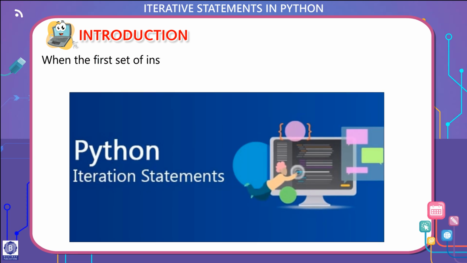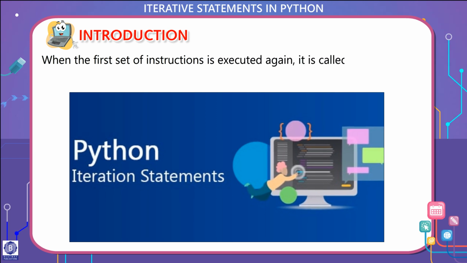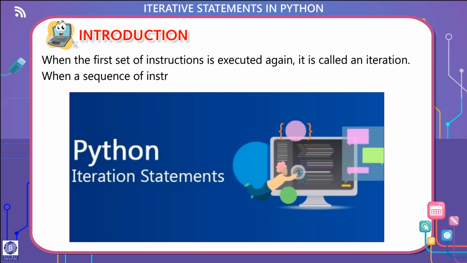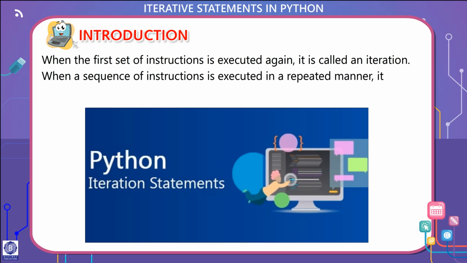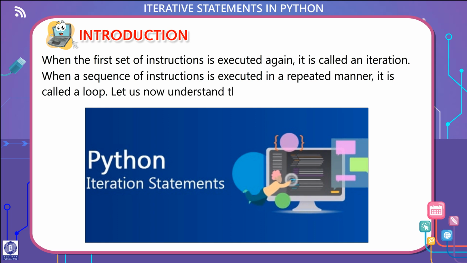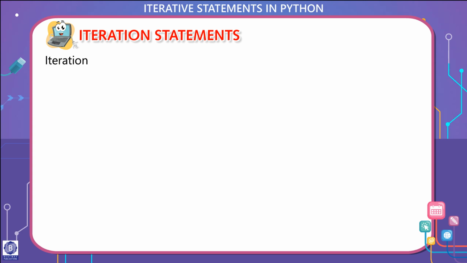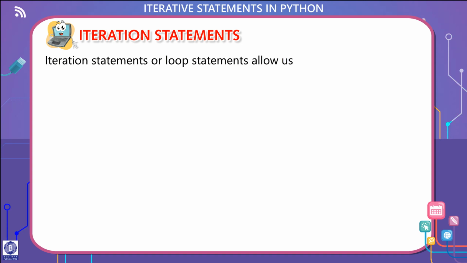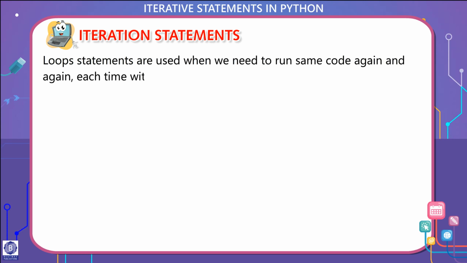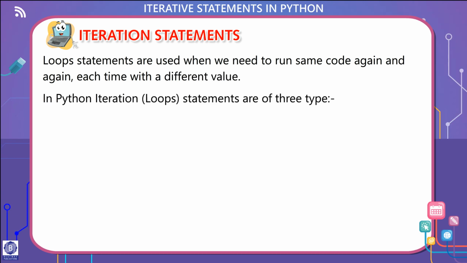When the first set of instructions is executed again, it is called an iteration. When a sequence of instructions is executed in a repeated manner, it is called a loop. Let us now understand the concept of iterative statements in Python. Iteration statements or loop statements allow us to execute a block of statements as long as the condition is true. Loop statements are used when we need to run the same code again and again, each time with a different value. In Python, iteration loop statements are of three types: while loop, for loop, nested for loops.